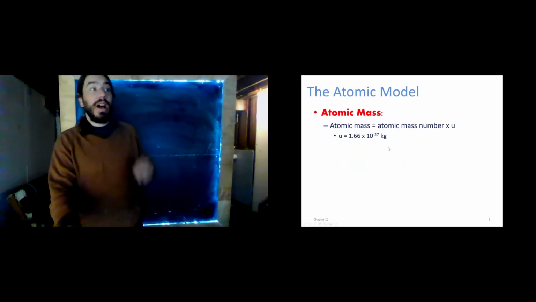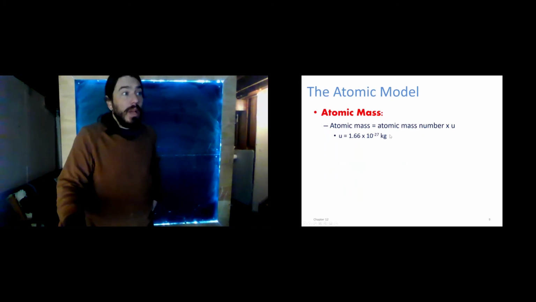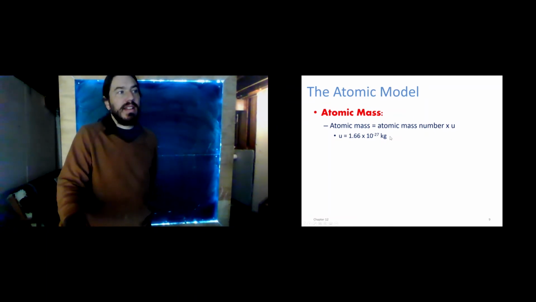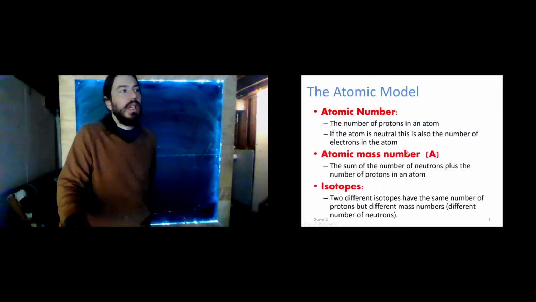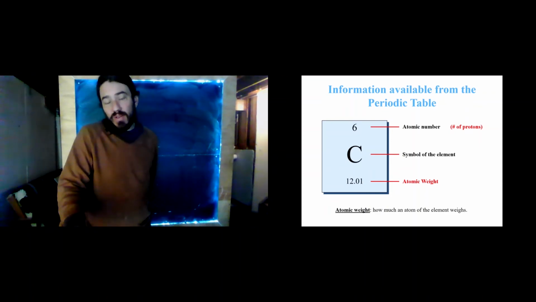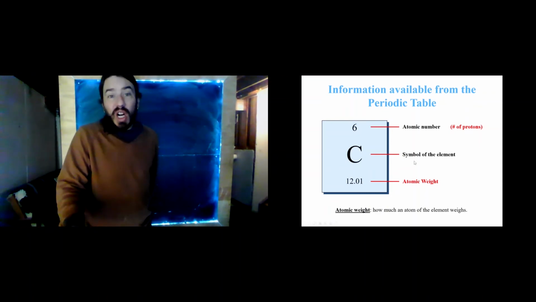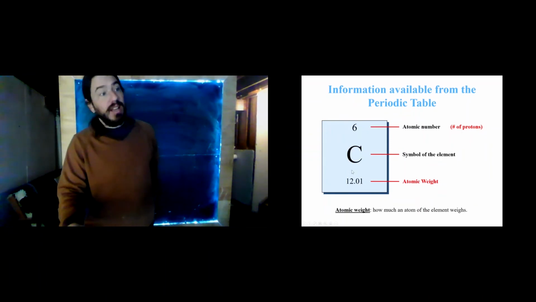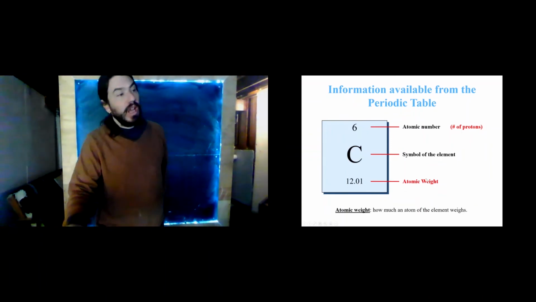Okay. So the atomic mass can be interpreted as the atomic mass number times U, where U is 1.66 times 10 to the negative 27th kilograms. And so we can interpret this number in a couple of different ways. It is the atomic weight in atomic mass units. If I get a whole bunch of carbon together, then this number right here is the average atomic mass in atomic mass units.